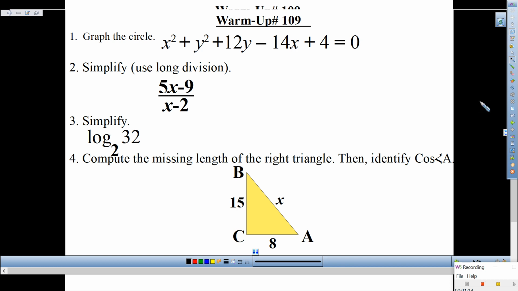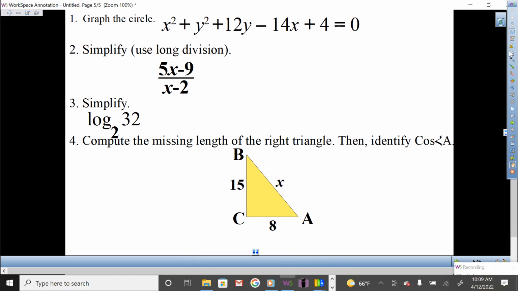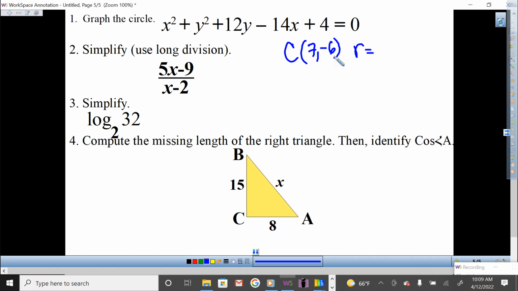All right, here we go. Number 1, we need a center and a radius. Center and radius. Let's see. Leo? Oh, no, he wasn't here yesterday. Oh, but he's got this. Leo, what'd you get? Center and radius. 7 and negative 6? 9. Hands if you got that?